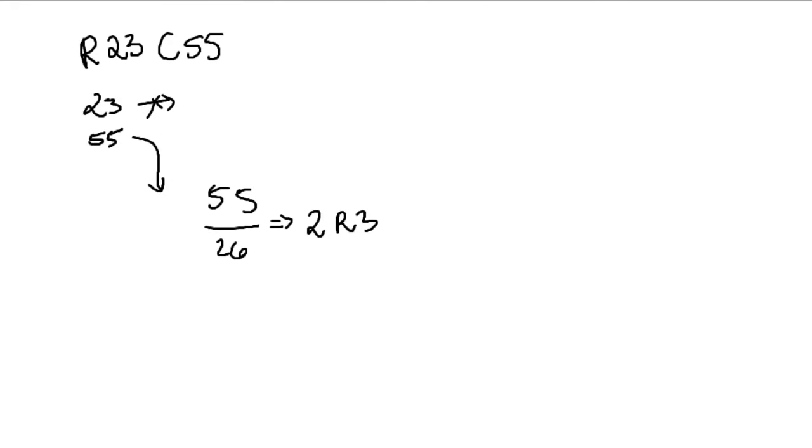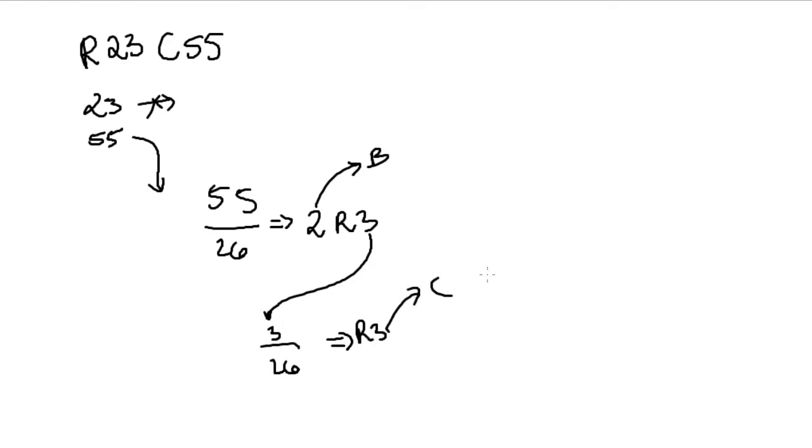I'm just checking one thing. Yeah, so this will give us 2 with the remainder of 3. Then we're going to say this 2 is B. And then this 3 is going to get pulled down here, and we're going to say 3 over 26. Well, 3 is less than 26, so that's just going to give us a remainder of 3, and so this is going to give us a C.